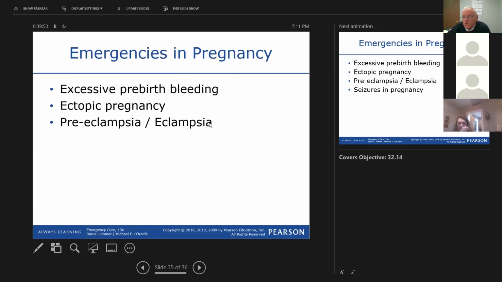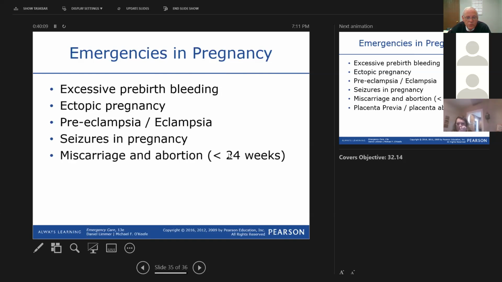Now, they could have a seizure disorder and have a seizure. That's different. This is somebody who has preeclampsia that then seizes, okay? Nasty, nasty. Hopefully they have prenatal care and they're being monitored for that. So that seizure is eclampsia. Less than 24 weeks gestation, it's a spontaneous abortion or a miscarriage.